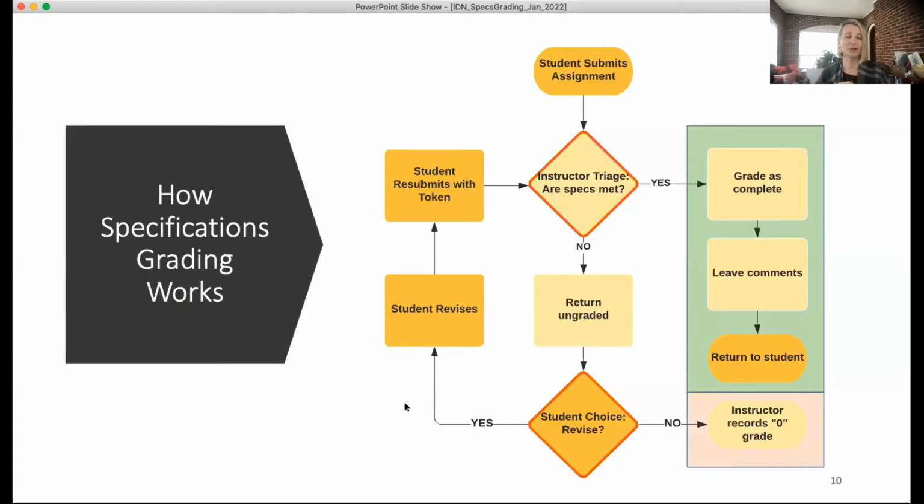And this little flow chart should help get a little bit more in detail about the way this works. So if a student submits the assignment, it immediately goes into triage. You take a look at the assignment and you're able to say, did it meet the specifications? Yes or no? Let's assume it did. That's going to take us down the happy green path. So if the specs are met, then I check it off in the grade book as complete. The student gets the points.